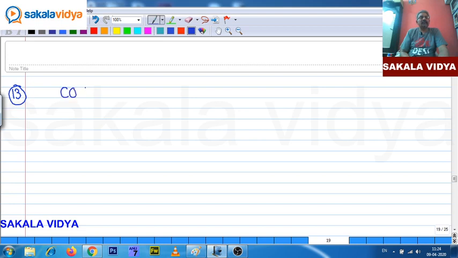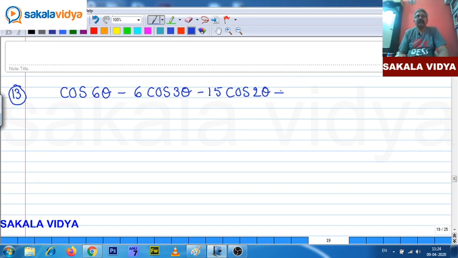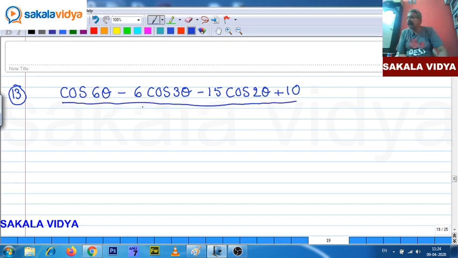Cos 6 theta minus 6 cos 3 theta minus 15 cos 2 theta plus 10, upon cos 5 theta plus 5 cos 3 theta plus 10.